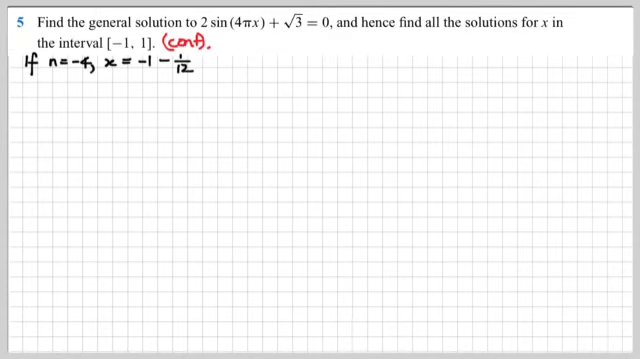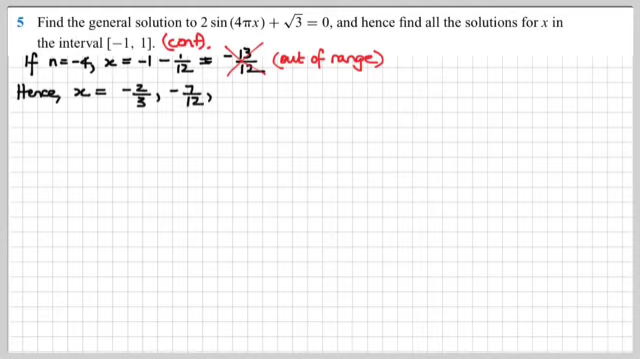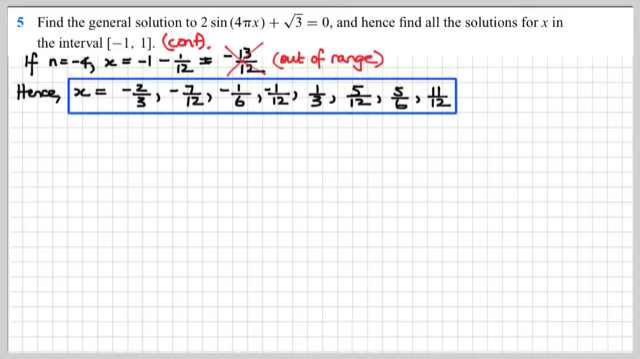If n is minus 4, x is that. Ah, that's out of range. Finally, we got out of range. That's good. Now, that means we've got all the solutions. So let's put them all in a row from the least to the highest, i.e. the most negative to the most positive. There they are. All the ducks are in a row.